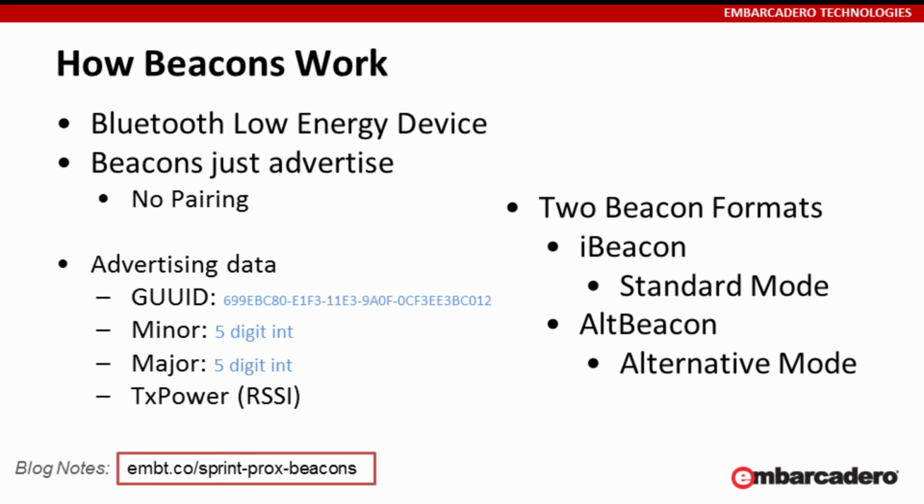There are two beacon formats, iBeacon and AltBeacon. iBeacon is the Apple standard, while AltBeacon is an open source standard. For more information about these standards, I'll have links in the blog notes. Within the context of Embarcadero's beacon component and the RTL, an iBeacon is considered standard and the AltBeacon is considered alternative mode. But this distinction is really only important if your beacon only supports one beacon format. The beacon that we're going to use in today's demo supports both the iBeacon and AltBeacon formats.